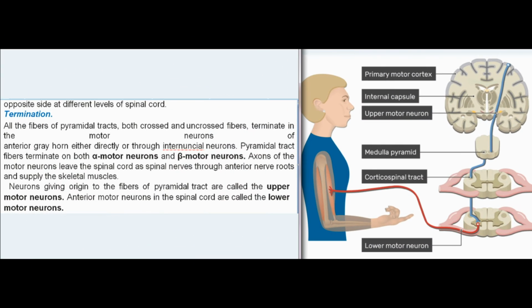Termination. All the fibers of pyramidal tracts, both crossed and uncrossed fibers, terminate in the motor neurons of anterior gray horn either directly or through internuncial neurons. Pyramidal tract fibers terminate on both alpha motor neurons and beta motor neurons. Axons of the motor neurons leave the spinal cord as spinal nerves through anterior nerve roots and supply the skeletal muscles. Neurons giving origin to the fibers of pyramidal tract are called the upper motor neurons. Anterior motor neurons in the spinal cord are called the lower motor neurons.